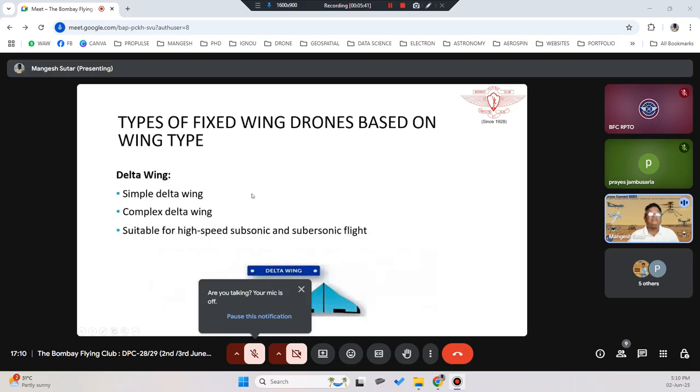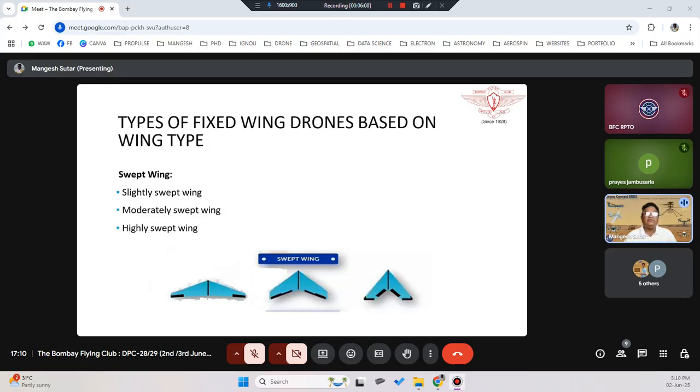Okay, delta wings are simple delta wings, the normal delta wings, or complex delta wings suitable for high subsonic or supersonic flights. You will see these mostly on military aircraft or bombers, where you need to be very stealthy and low flying, but at very high speeds. At very high speed, whether supersonic or subsonic, you will have this type of wing shape.